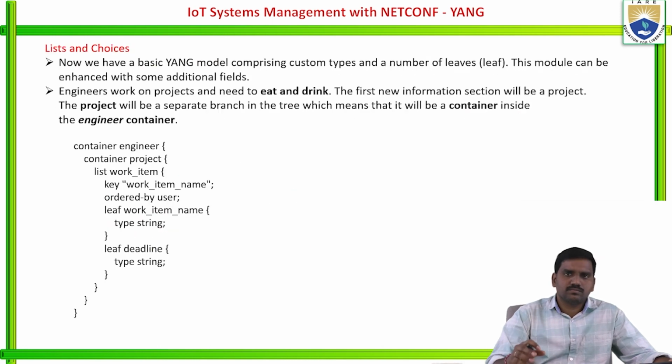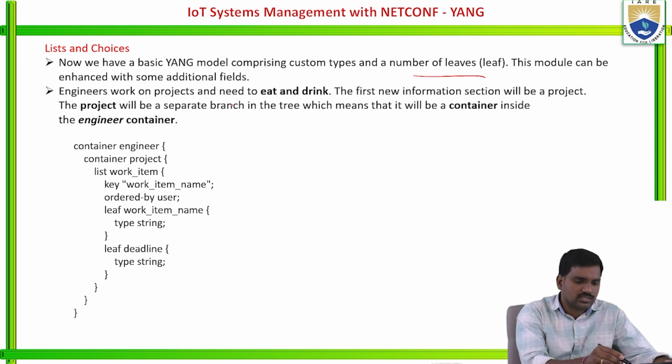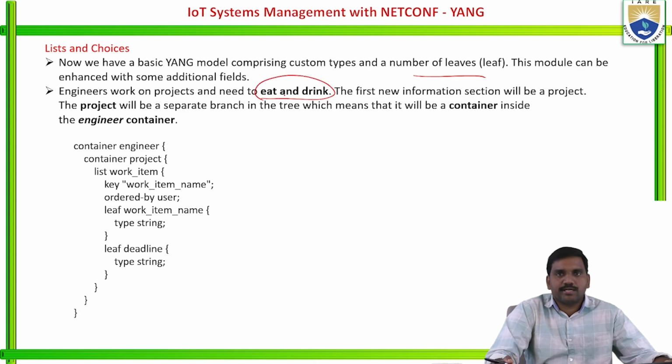Next, some data types: list and choices. Now we have a basic YANG module, custom types, and a number of leaves. This module can be enhanced with some additional fields. Engineers work on projects and need to eat and drink. So here are the two operations, eat and drink. In order to do this, the first new information section will be a project. The project will be a separate branch in the tree, which means that it will be a container inside the engineer container.